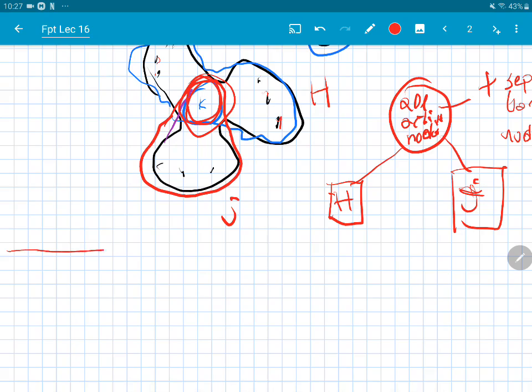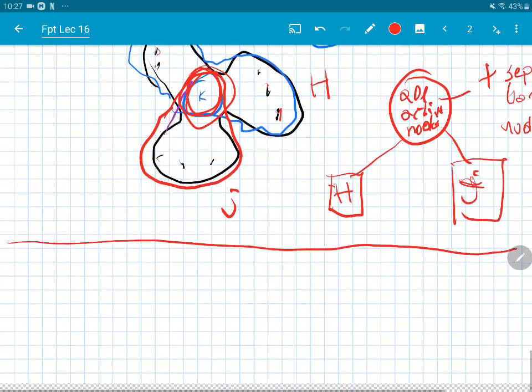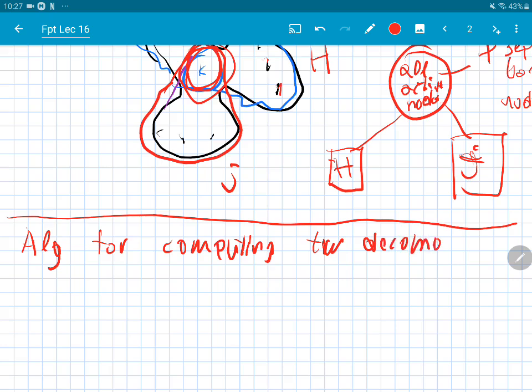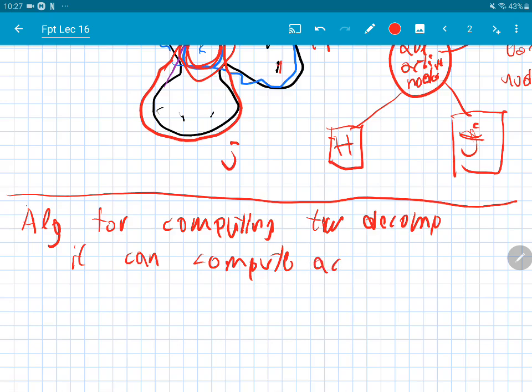So this is part 1 of the algorithm. So what did we show? We essentially showed an algorithm for computing a treewidth decomposition if we can compute a separator.